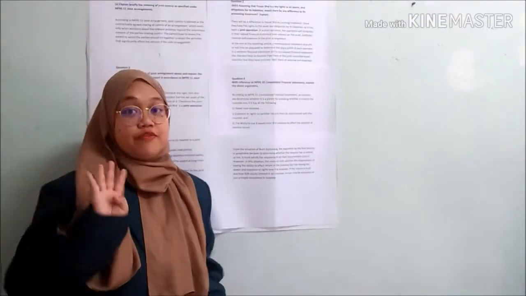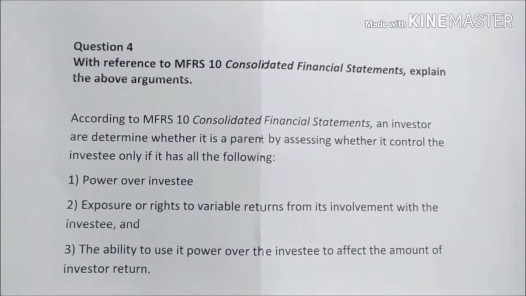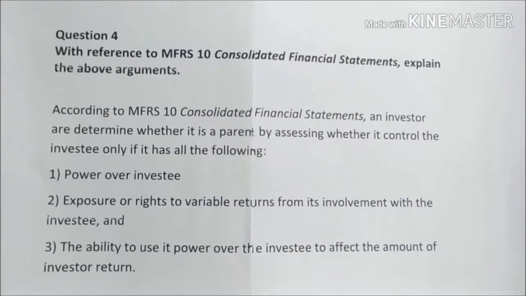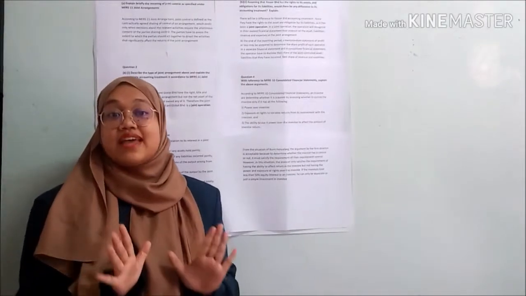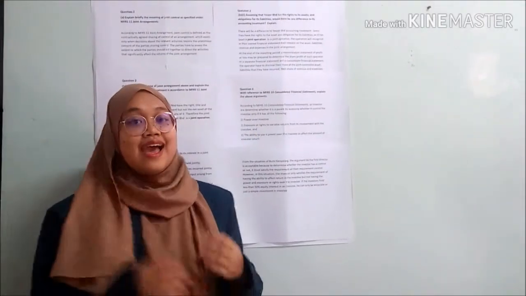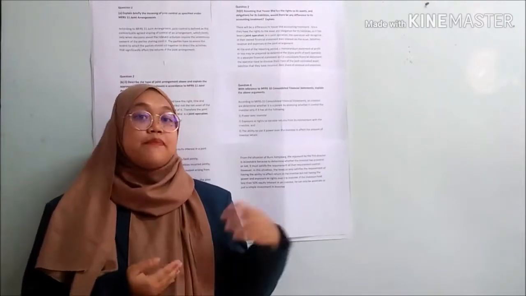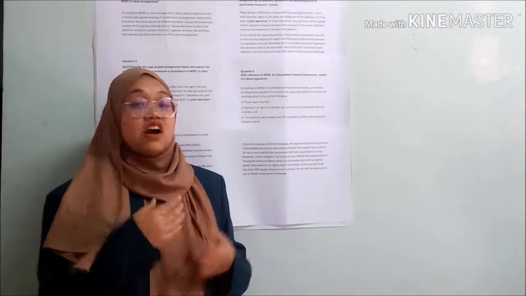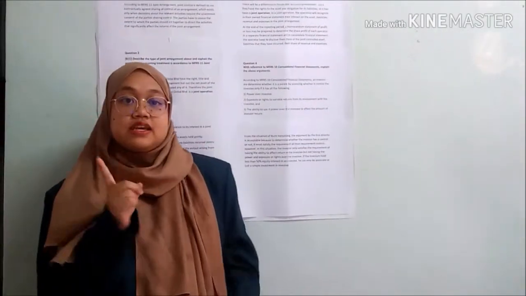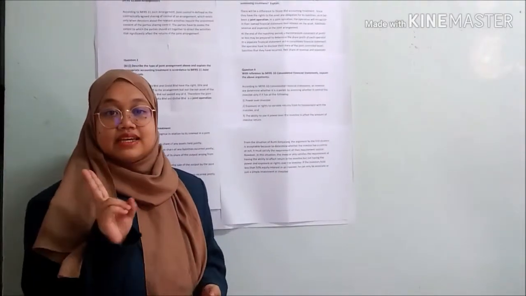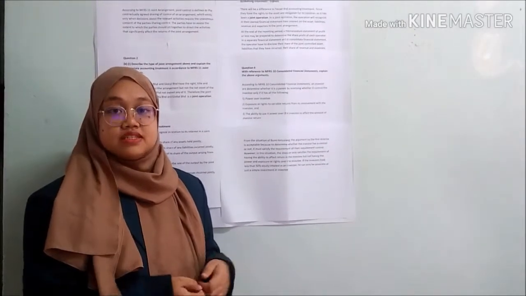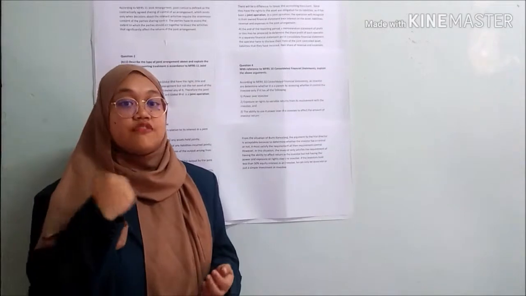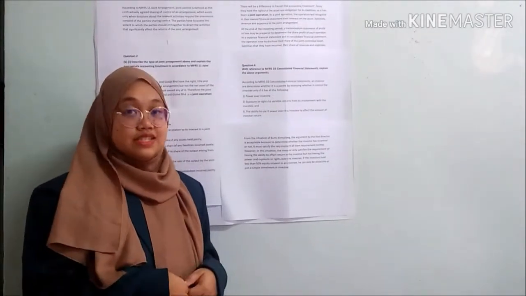Okay, next we go to question number 4. The question is to explain the argument that has been stated in the question. According to MFRS 10 Consolidated Financial Statements, an investor determines whether it is a parent by assessing whether it controls the investee only if it has all of the following. The first, power over the investee. Second, exposure or rights to variable returns from its involvement in the investee. And third, the ability to use its power over the investee to affect the amount of the investor's returns.